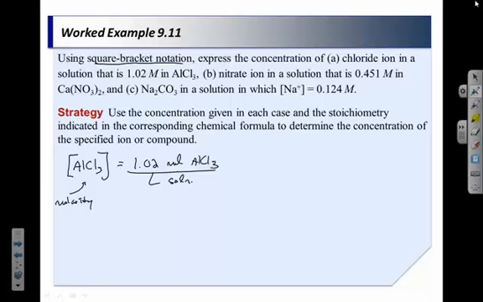So if you have the square brackets around the identity of a substance, and that's equal to a number, the units are implied to be molarity, even if it's not outright telling you that it's molarity. So if I make a solution that's 1.02 molar aluminum chloride, what's the chloride ion concentration in that solution?